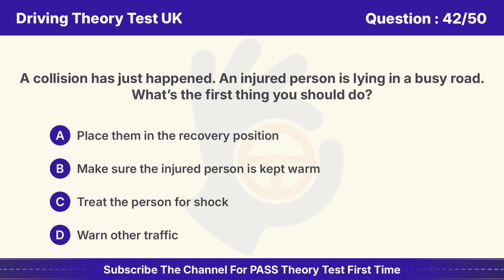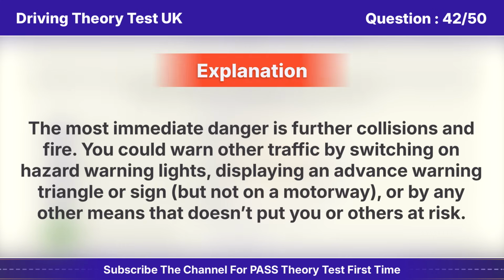Question 42. A collision has just happened. An injured person is lying in a busy road. What's the first thing you should do? Answer is D. Warn other traffic. The most immediate danger is further collisions and fire. You could warn other traffic by switching on hazard warning lights, displaying an advance warning triangle or sign, but not on a motorway, or by any other means that doesn't put you or others at risk.